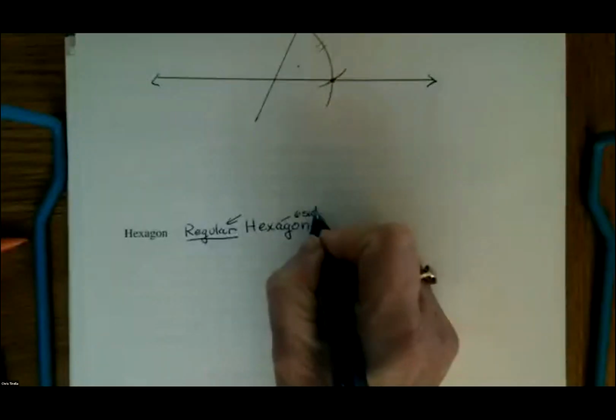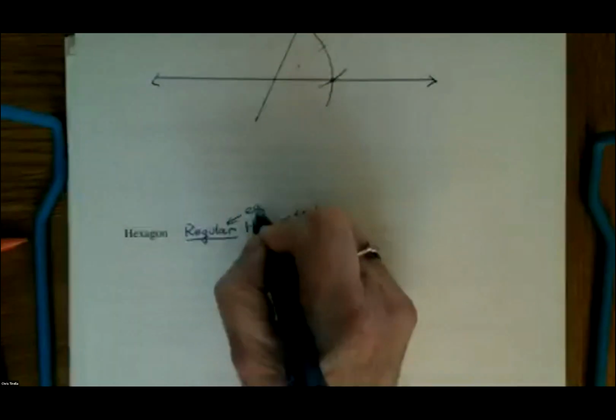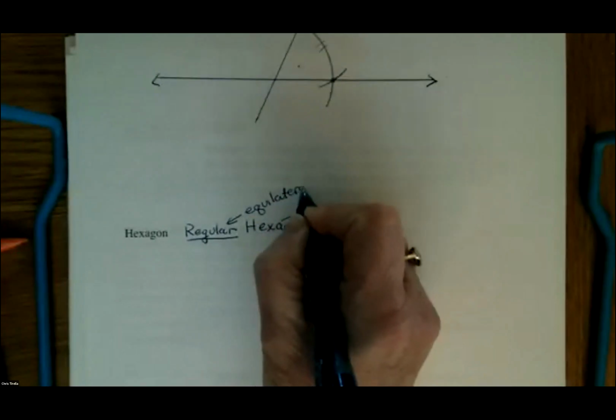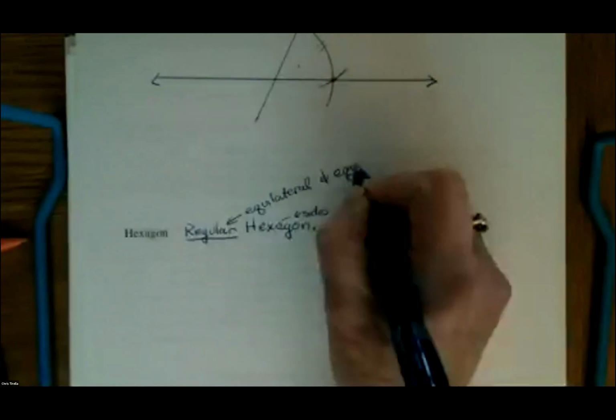Hexagon means it has 6 sides. Regular means that the sides are equal, so it's equilateral. And it also means that the angles are equal, so it's equiangular. And so we want to make a 6-sided figure where all of the sides are the same and all of the angles are the same.